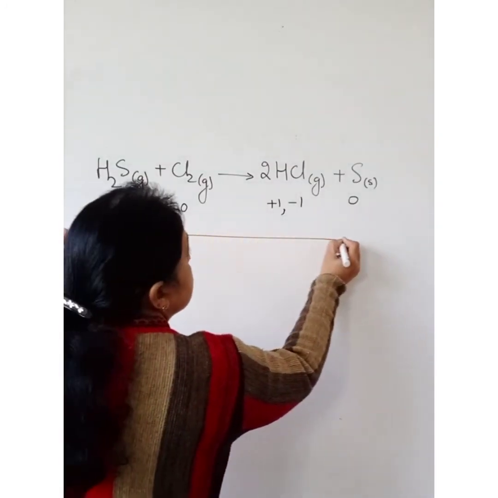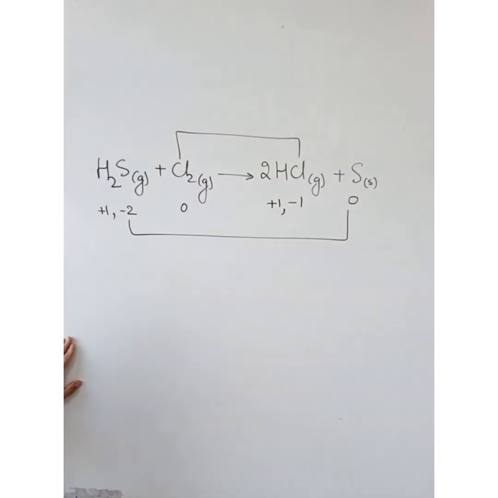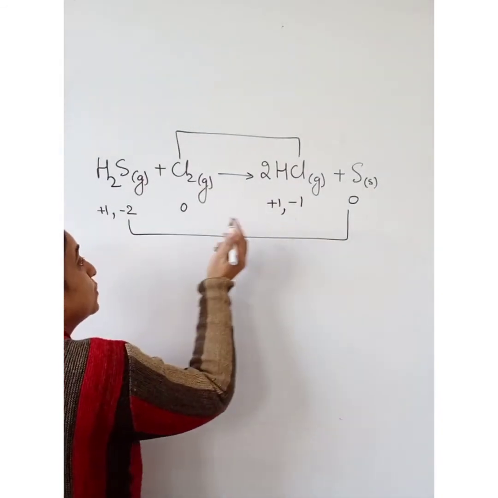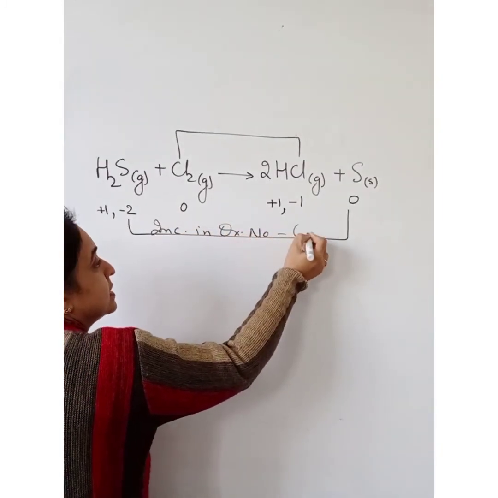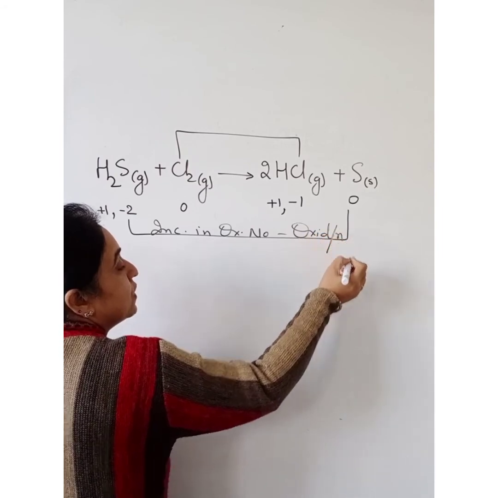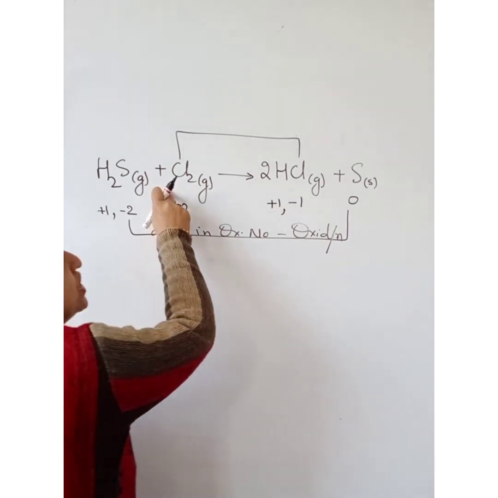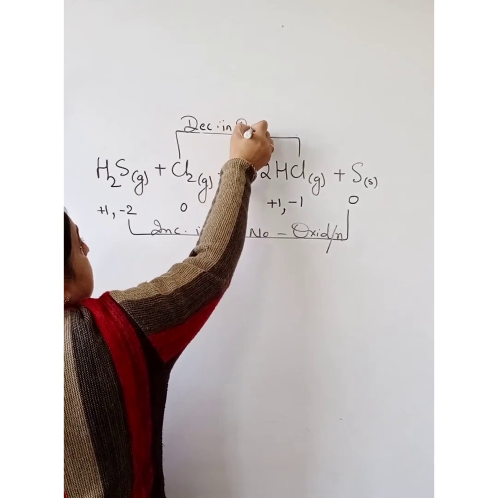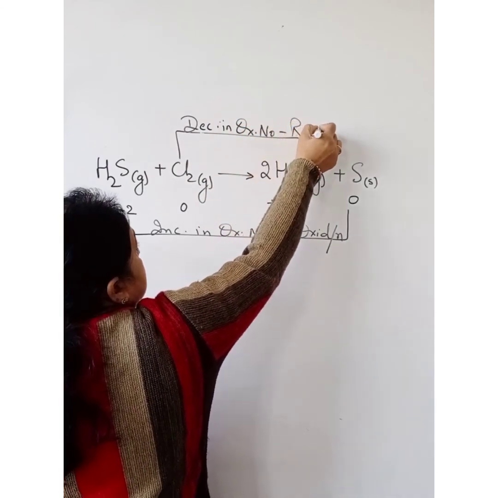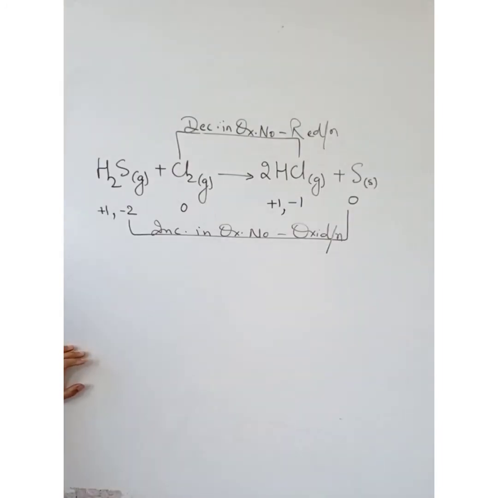Connect sulfur with sulfur and chlorine with chlorine and find out the change. Minus 2 is changing into 0. So there is an increase in oxidation number. This process is oxidation. 0 is changing into minus 1. So there is a decrease in oxidation number, which is the process of reduction. So we have confirmed that it is a redox reaction as both oxidation and reduction processes are taking place.